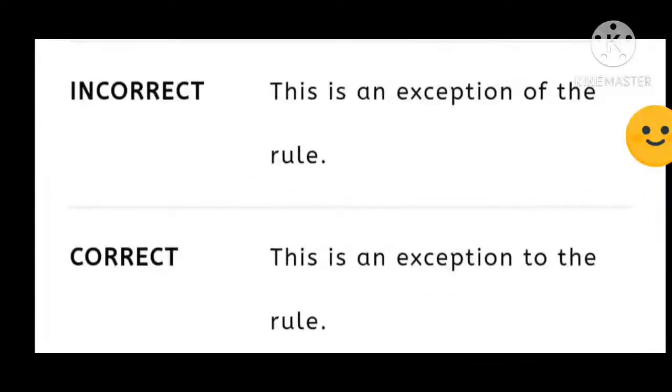This is an exception of the rule. So the fixed preposition is exception to. There are some fixed prepositions that you should learn to have fluency in speaking and writing English. So the correction is: this is an exception to the rule.